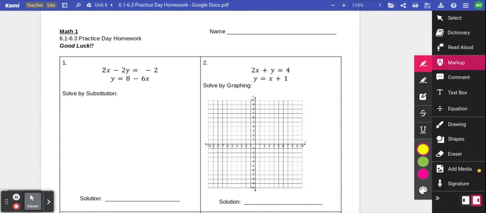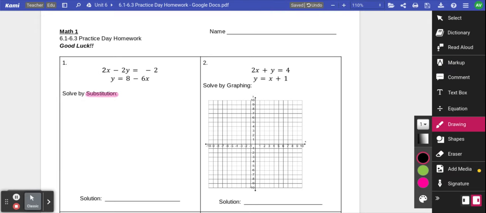All right, let's start with problem number 1. The directions here say solve this system by substitution. Now, when we talked about substitution in class, we said substitution is just another word for plugging in a number or an equation.